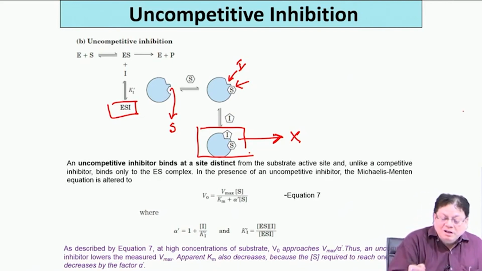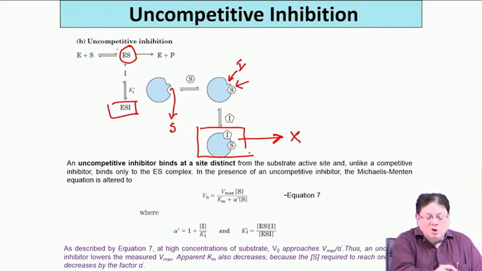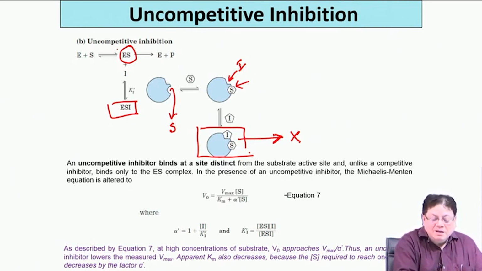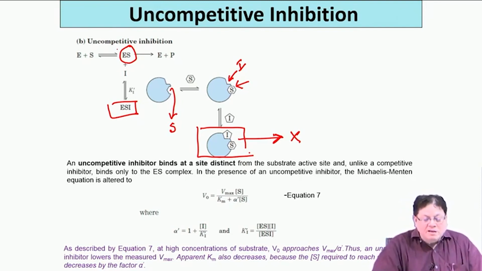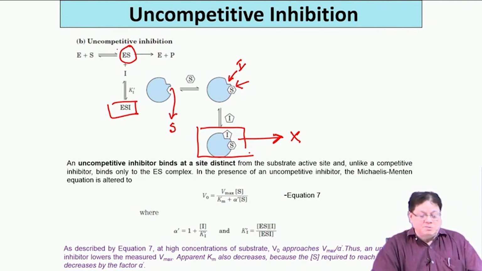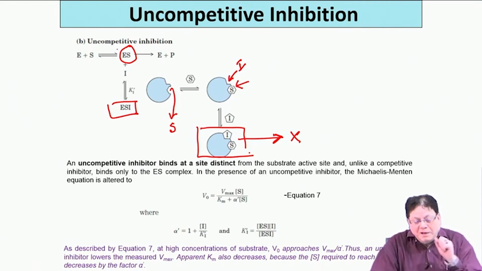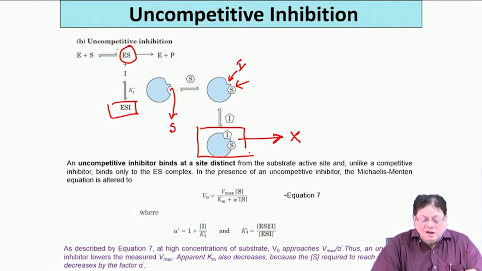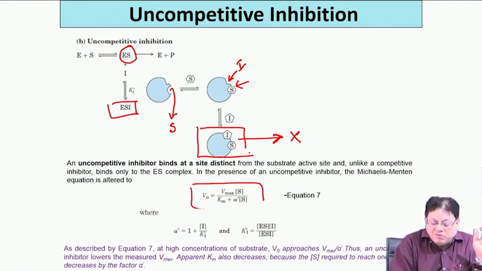So, what will happen now? That means, the effective concentration of ES is decreased, because some of the ES, if it binds to I, goes to ESI, and that does not react. There is a reversibility here, so it goes back to ES again and then E plus P. The important thing is that the inhibitor binds only after the binding of the substrate, and the second important point is that the enzyme substrate inhibitor ternary complex is catalytically inactive. Okay. Here the equation takes this type of form.